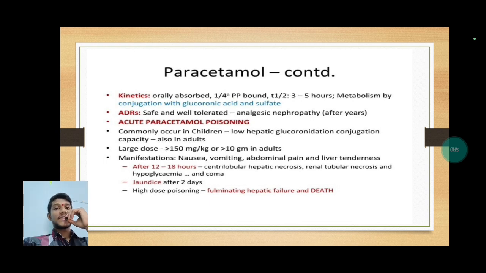So what are the manifestations? Nausea, vomiting, abdominal pain, and liver tenderness. After 12 to 18 hours, centrilobular hepatic necrosis and renal tubular necrosis and hypoglycemia and coma. Jaundice after 2 days. High dose poisoning causes fulminant hepatic failure and death. So, next slide.